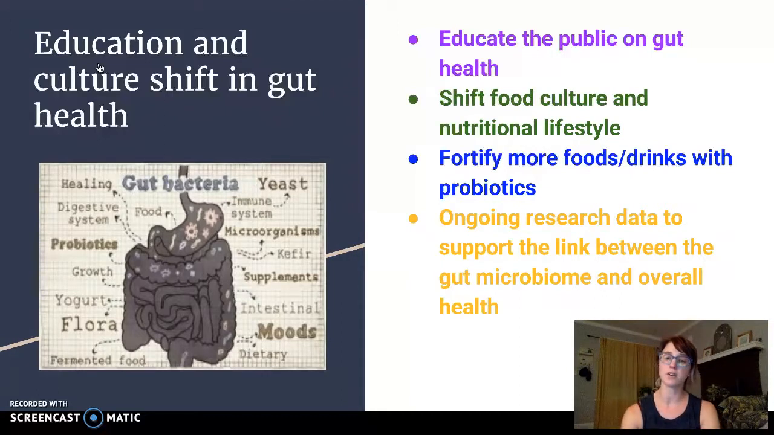And obviously, ongoing research data is necessary to help understand this better and support the link between our gut health and our overall health, and how that affects us nutritionally.